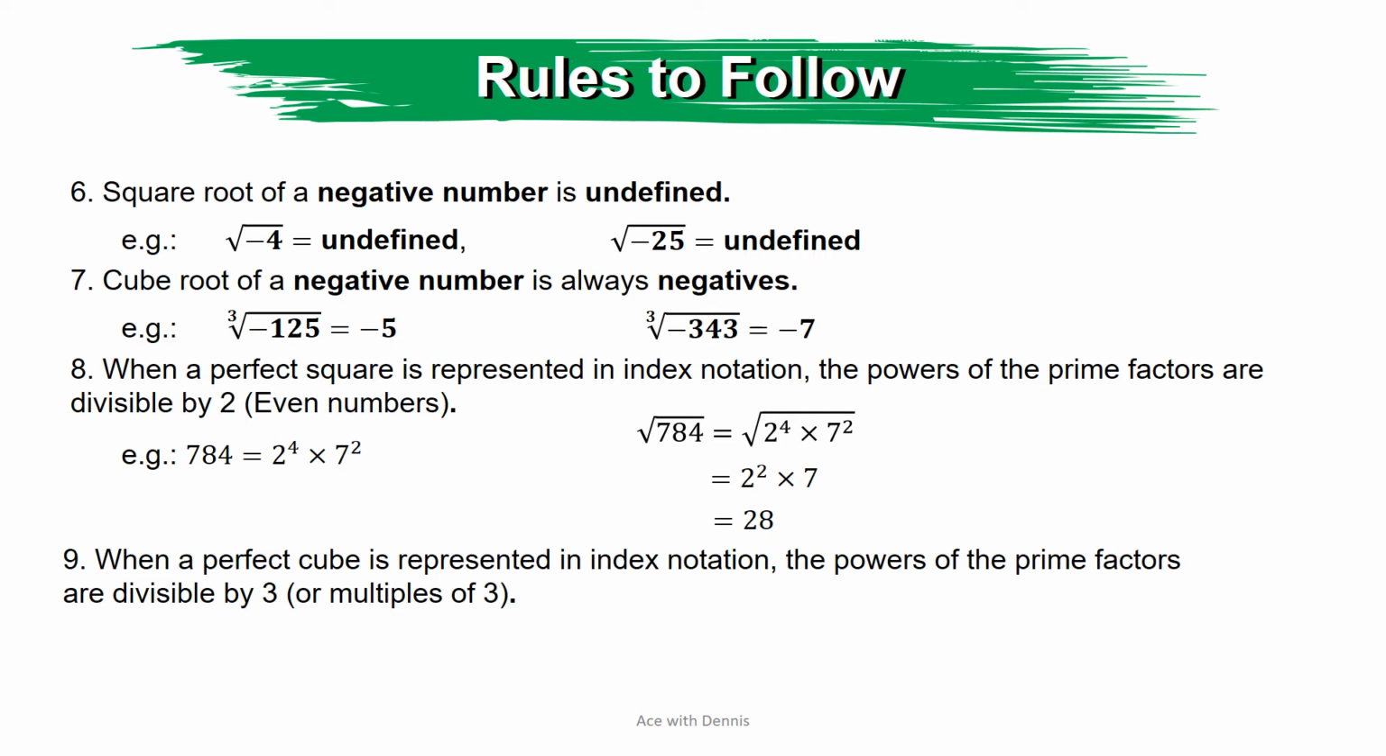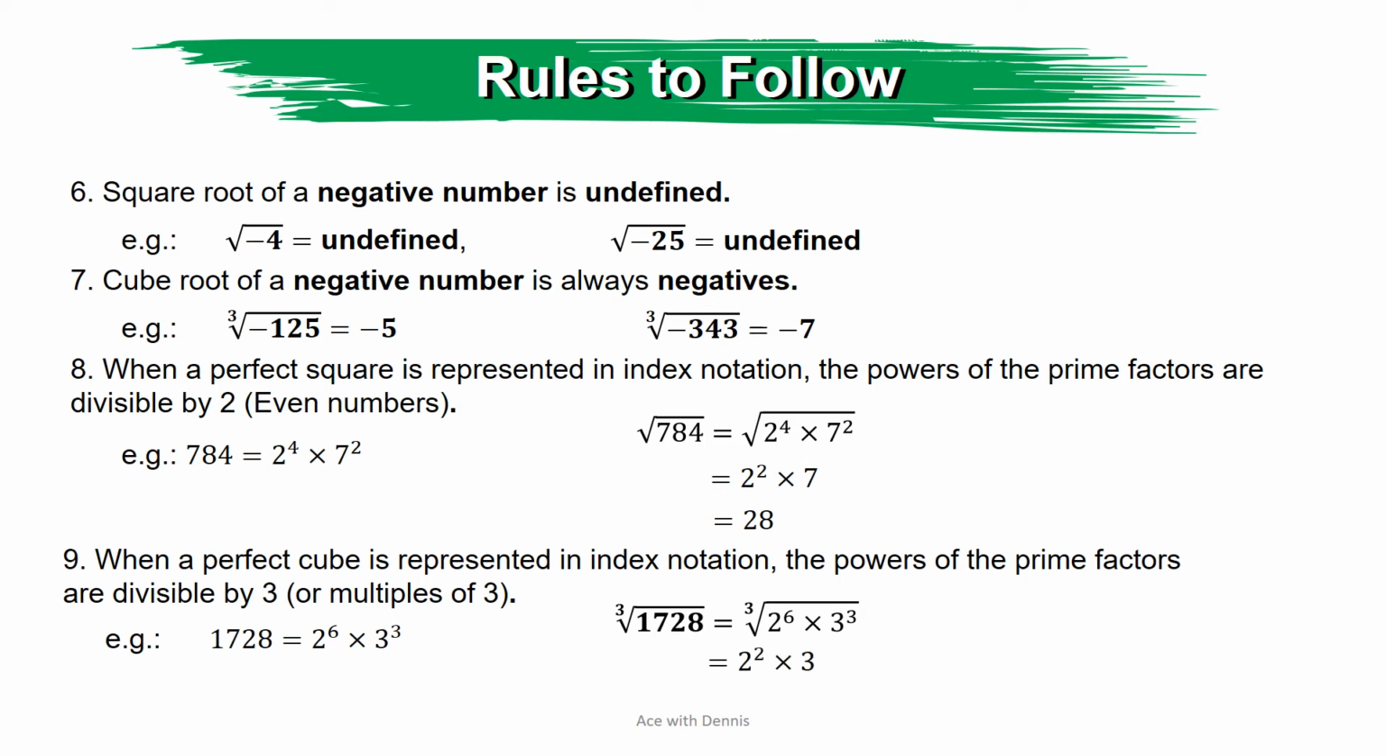Number 9. When a perfect cube is represented in index notation, the powers of the prime factors are divisible by 3 or multiples of 3. Here's an example. 1728 equals 2 to the power 6 times 3 cubed. So, cube root of 1728 equals cube root of 2 to the power 6 times 3 cubed.